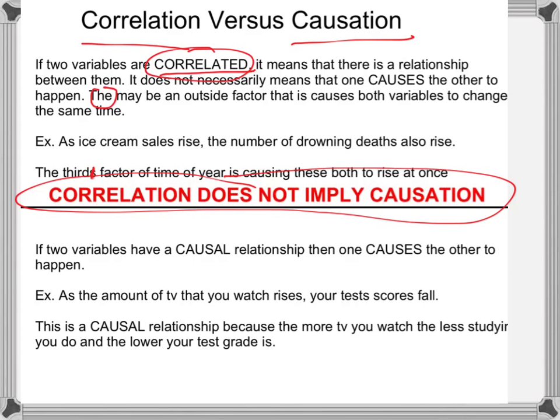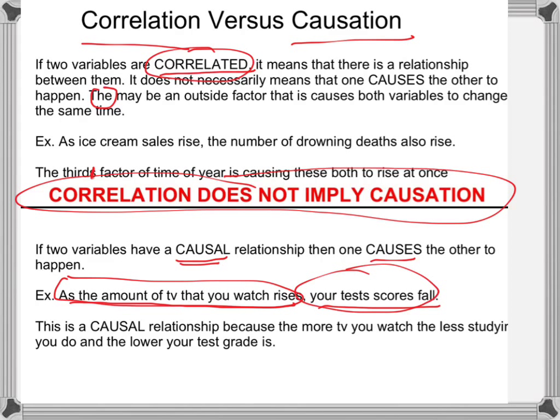If two variables have a causal relationship, that means that one does cause the other one to happen. So for instance, as the amount of TV that you watch rises, your test score falls. This is a causal relationship because the more TV that you watch, the less studying you do, and the less studying you do, the lower your test grade is. Okay? The more television you watch causes your test grades to fall.